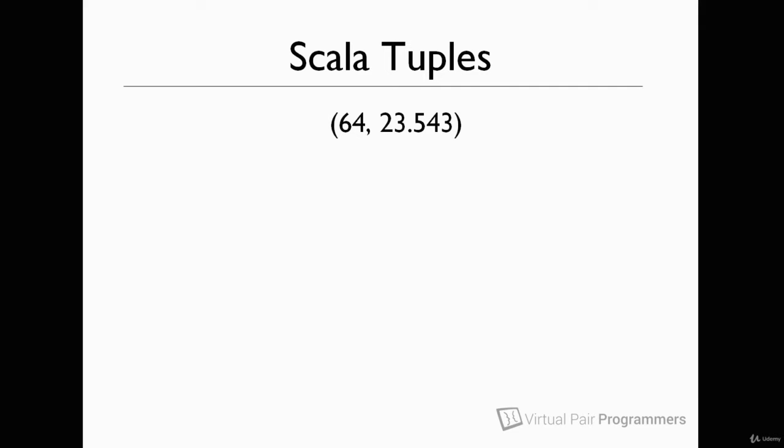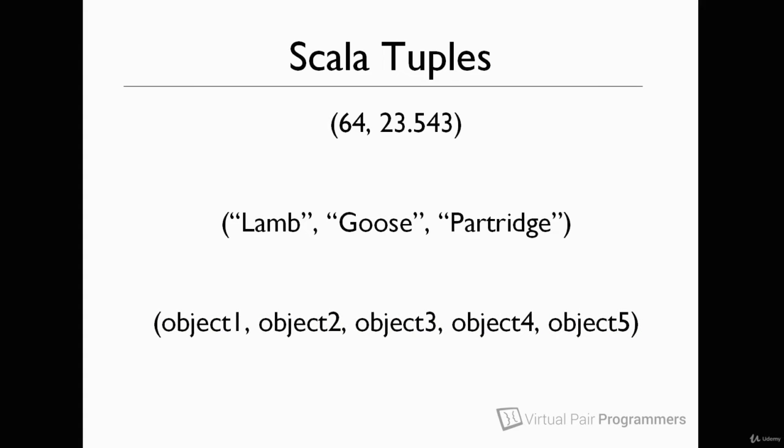For example, in Scala, in round brackets, 64, 23.543 is a tuple. And a tuple can have as many items inside it as you like. And they can be any type as well. So here I have a 3-element tuple containing these 3 strings. And they can be any type you like. You could have objects inside a tuple or whatever.